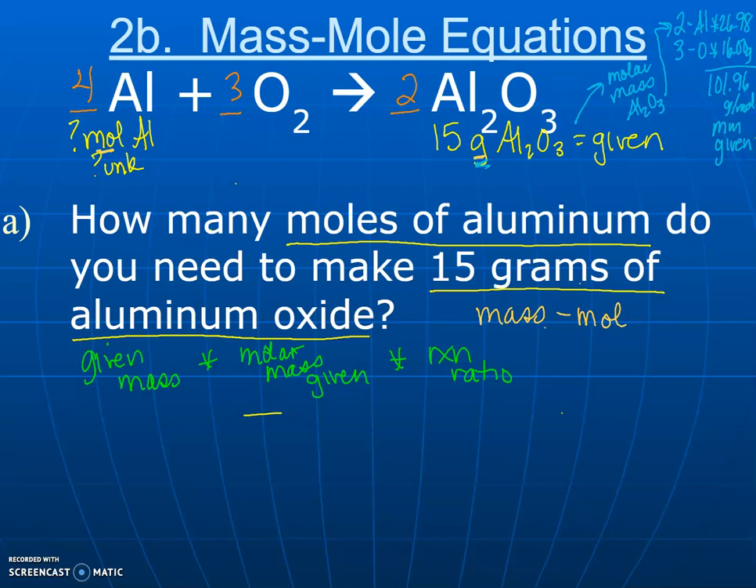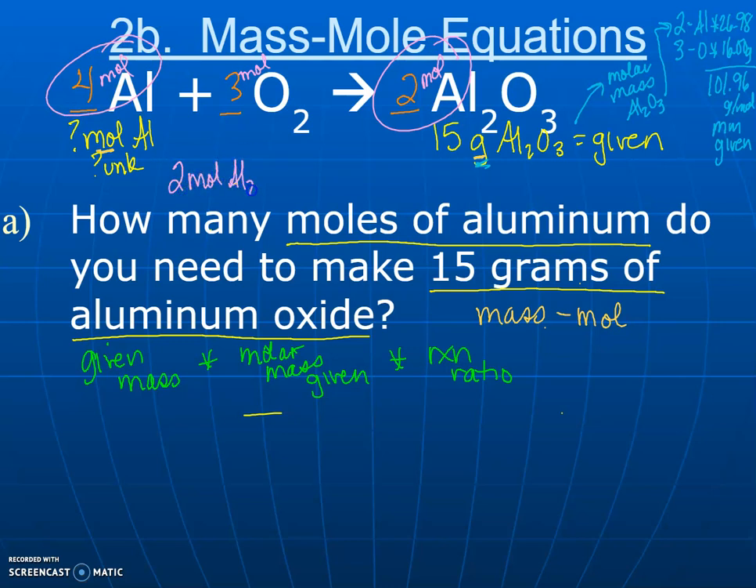And then we are going to figure out what our reaction ratio is going to be. All balanced equations are in moles, so these numbers represent those quantities. We have 2 moles of aluminum oxide for every 4 moles of aluminum.